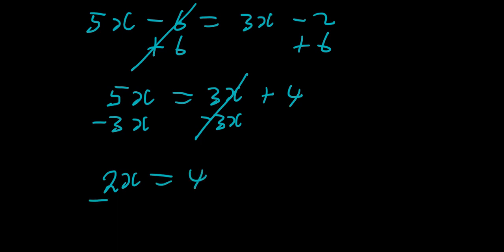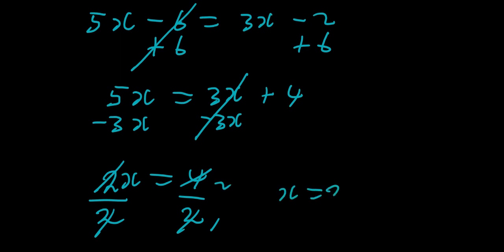So we can now divide both sides by 2. 2 is going to cancel 2 from here, 2 divided by 2 is 1, and 4 divided by 2 is 2. Therefore, x is equal to 2. And this is the final answer to this question. I hope this is clear to you. All right, so let's move on to the next one.